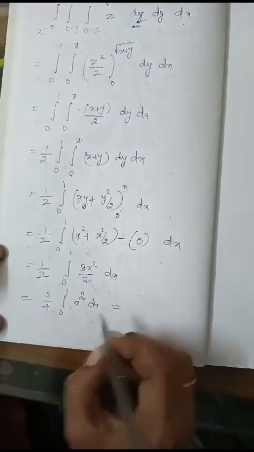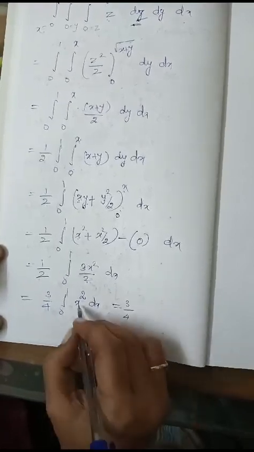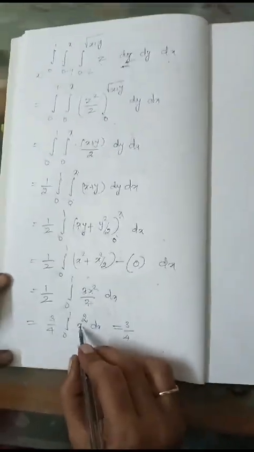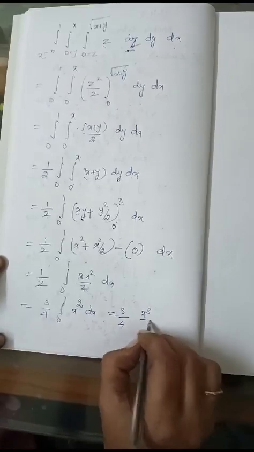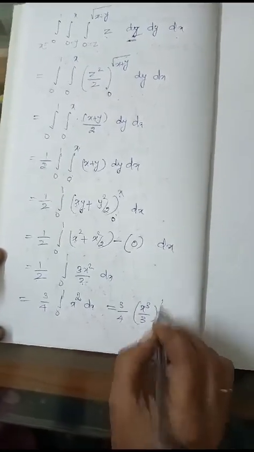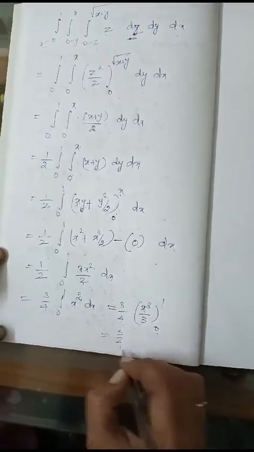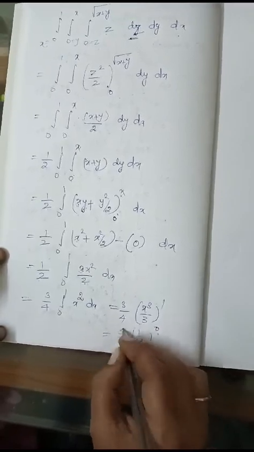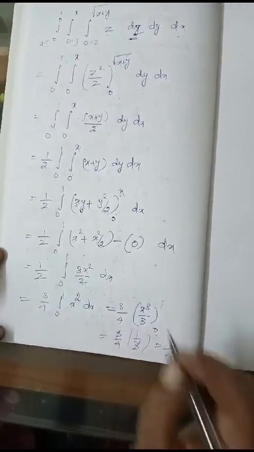In the next step, now integrating x square with respect to x, the result is x cube by 3. Next substituting the limit 0 to 1, 3 by 4 into 1 by 3. The 3s cancel, the last answer is 1 by 4.